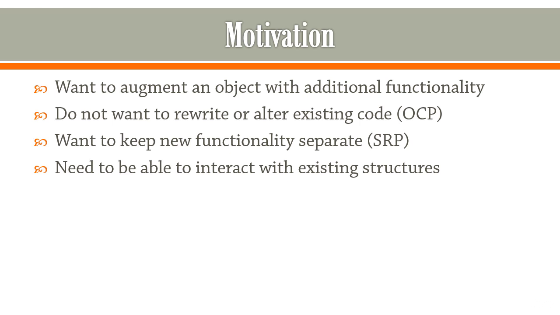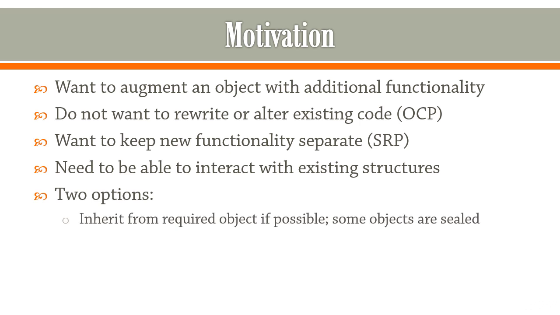And essentially in this case you have two fundamental options. If you have a class which is not sealed, then what you can try doing is inheriting from the required object, and that way you get all of its traits and you can add some additional traits on the side. So inheritance is a good approach.